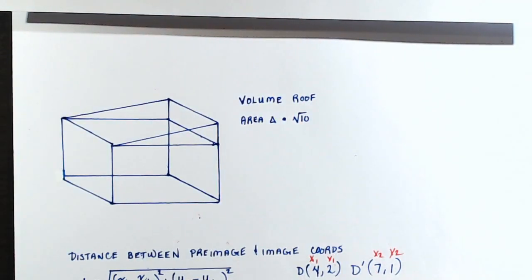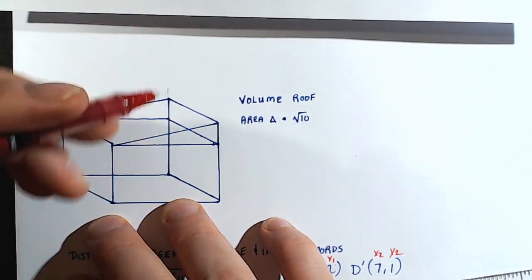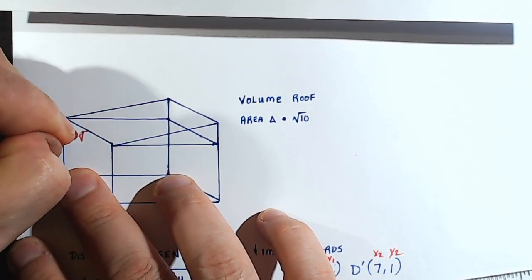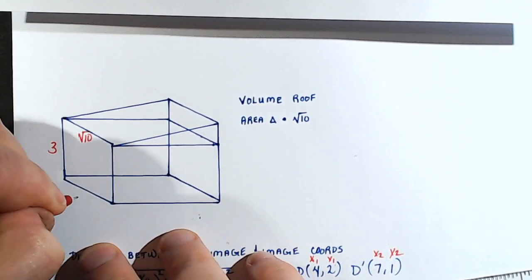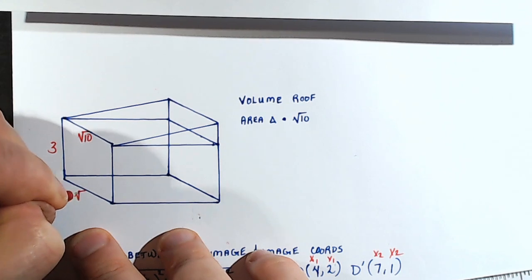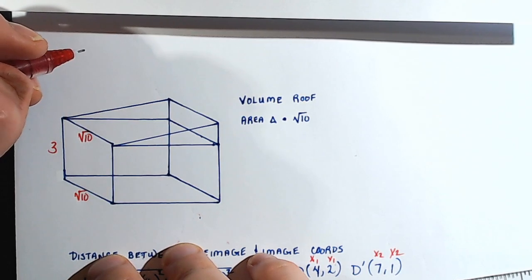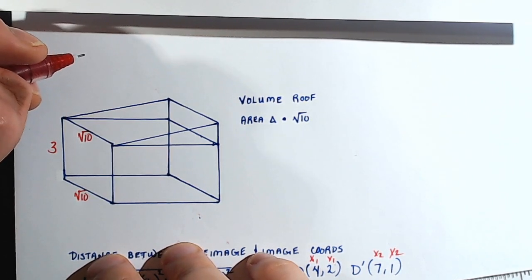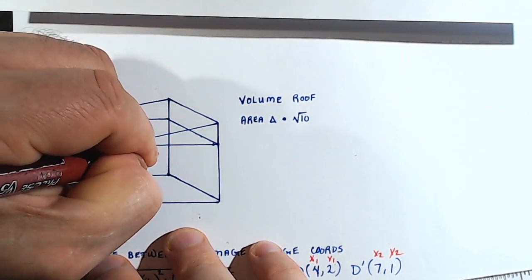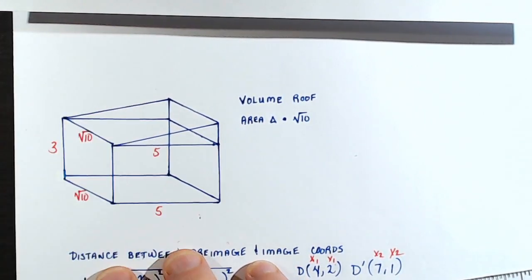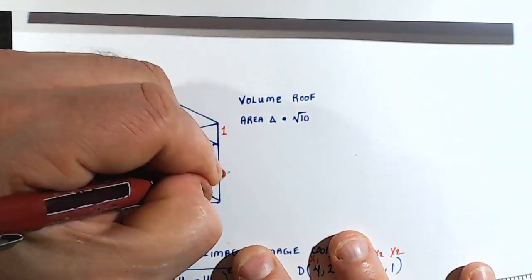All right, so that's what we found. The square root of 10 was this distance. So we should label what we know. We know that this is the square root of 10. We know that this is 3. This is the square root of 10. We know this distance here is 5. This distance is 5. We know this little piece here is 1, and this is 3.